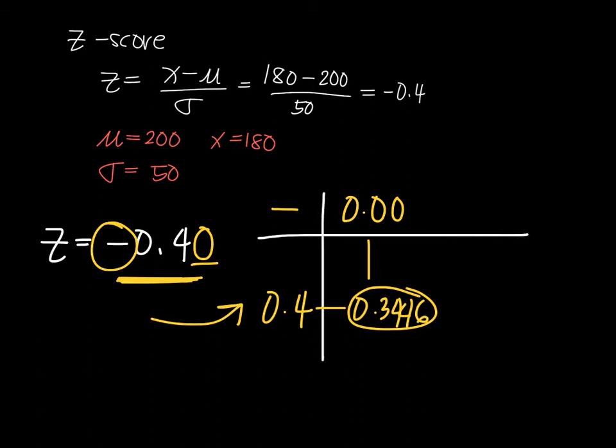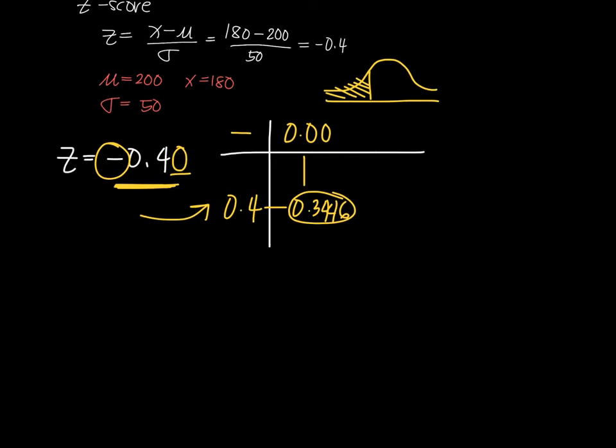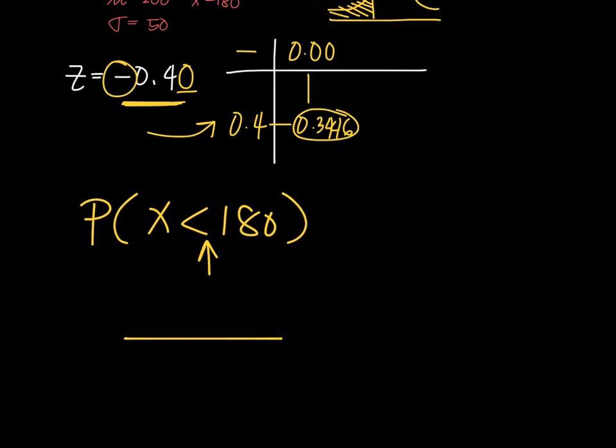That will give you a value of 0.3446. Okay. Most z-tables follow an area to the left. Now, since the probability that we want is the probability that x is less than 180, the less than indicates that we have to find the area to the left.